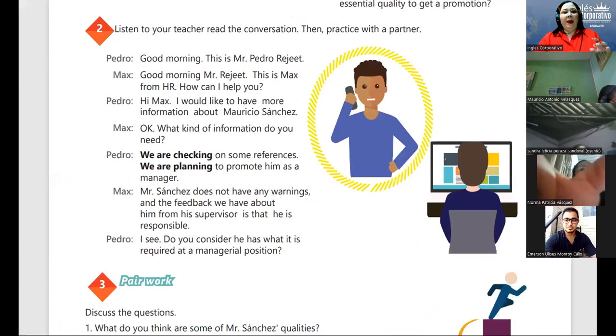Good morning, this is Pedro Rajit. Good morning, Mr. Rajit. This is Max from HR. How can I help you? Hi, Max. I would like to have more information about Mauricio Sanchez. Okay, what kind of information do you need? We're checking on some references. We are planning to promote him as a manager. Mr. Sanchez does not have any warnings, and the feedback we have about him from his supervisor is that he is responsible. I see. Do you consider he has what it is required at a managerial position? Okay, let's read it slower.